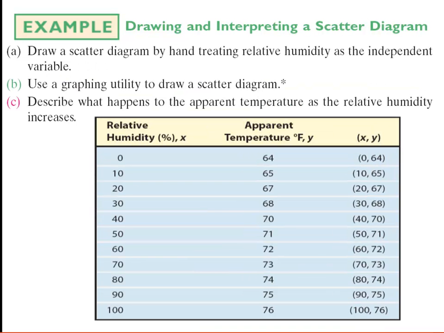based on its relationship to the humidity in the air. So if we were to look at these points in particular, let's say we wanted to plot them by hand and create what we call a scatter plot. Part B is going to ask us to use a graphing utility to draw the scatter diagram, and we'll do that in just a second. And letter C just says, describe what happens to the apparent temperature as relative humidity increases. So we'll look at the graph and make that interpretation.